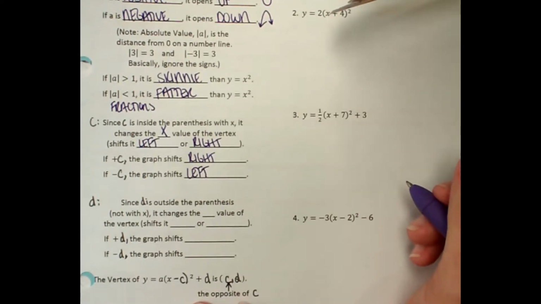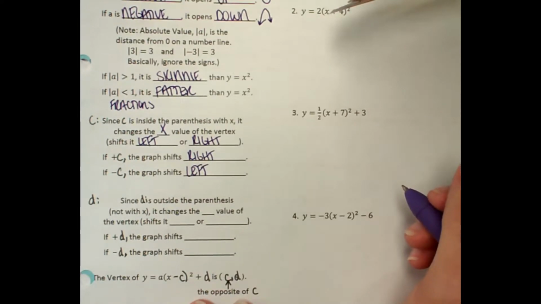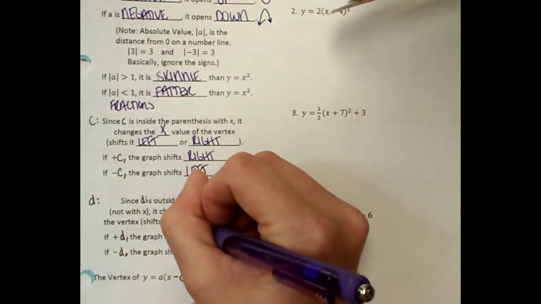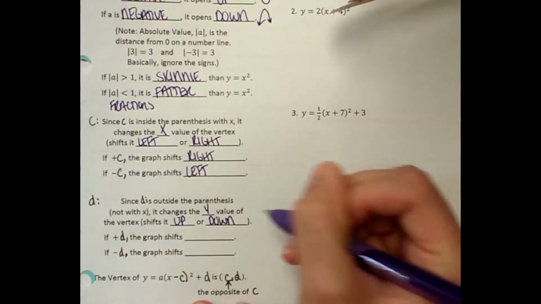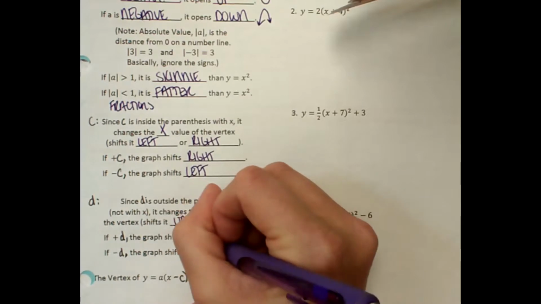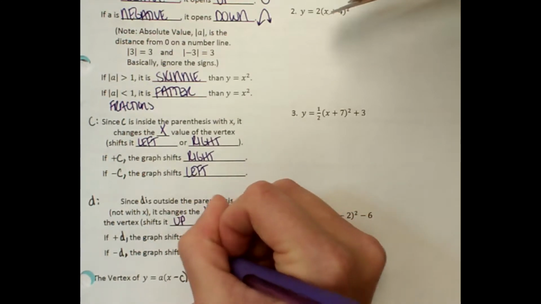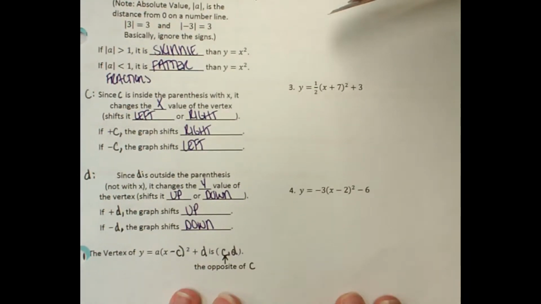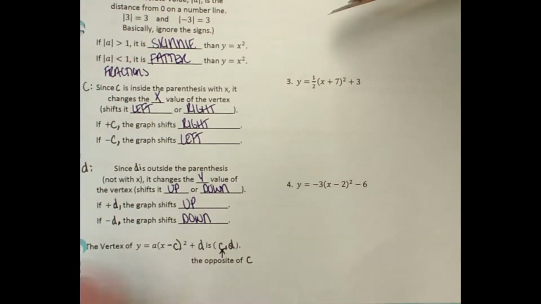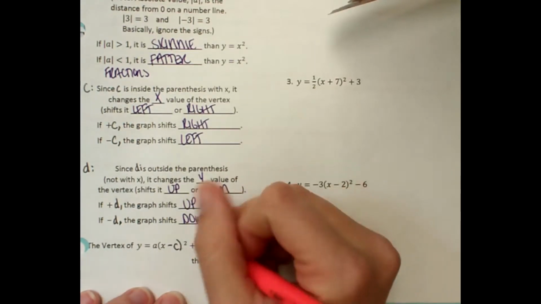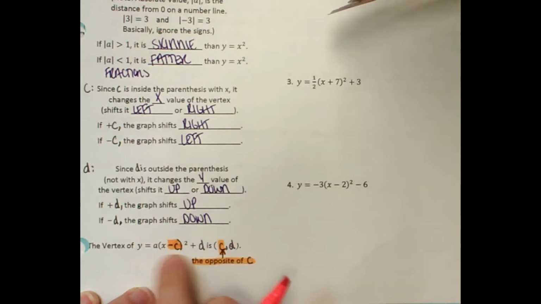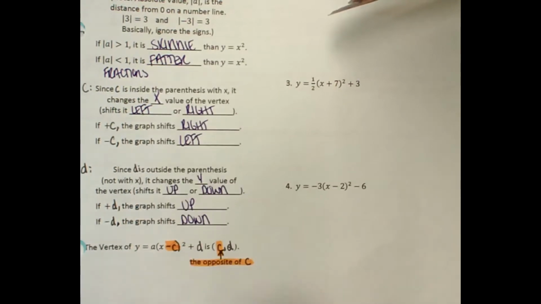With your D, since D is outside the parentheses, so not with the X, it changes the Y value of the vertex, shifting it up or down. If it's a plus D, then it shifts the graph up. If it's a negative D, then it shifts the graph down. So these are all things we've looked at before. And if you look right here, this is the important part, that your C is the opposite of, okay? So whatever it is in the equation, your vertex is the opposite. So when we identify the C, we need to remember that.